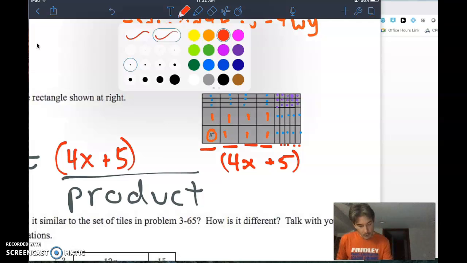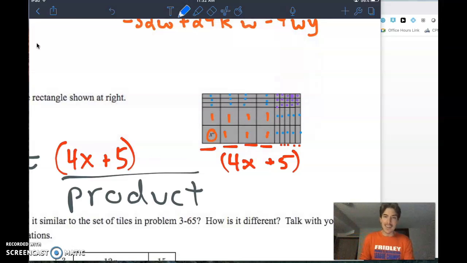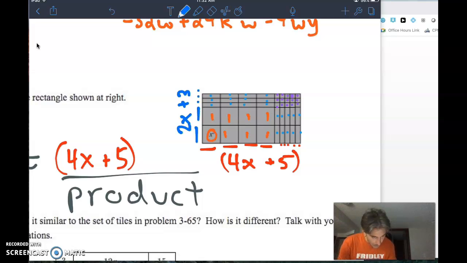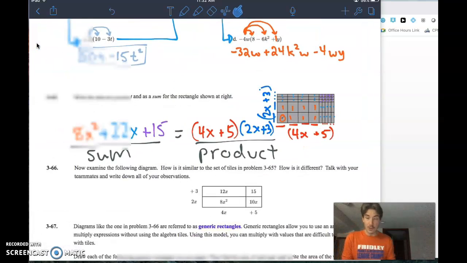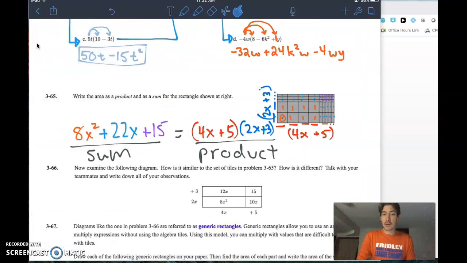Okay, pick one more color here. I'm going to go along the other dimension of this rectangle. I've got x, and then I've got 1, 2, 3. That's going to be 2x and 3. There's the other dimension. And ladies and gents, this is going to empower some of our abilities to do some things in the future, you know, like solve. Okay, that's the point. That's where we're headed.